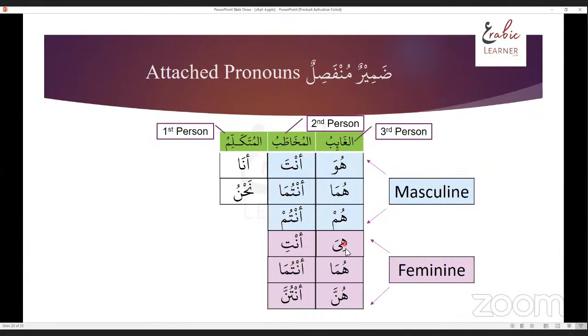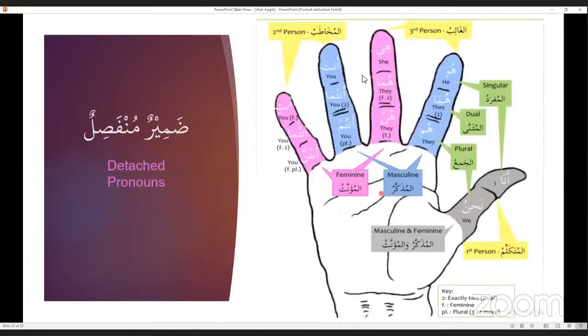So again, please repeat it. Huwa, huma, hum. Hiya, huma, hunna. Anta, antuma, antum. Anti, antuma, antunna. Ana, nahnu. So this is a good way to practice it on your fingers. Always designate these two fingers for masculine, and designate these two fingers for feminine.